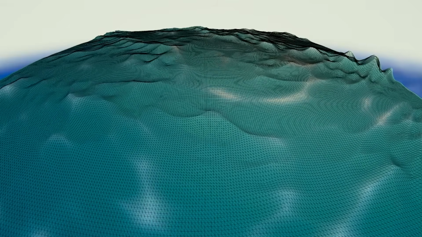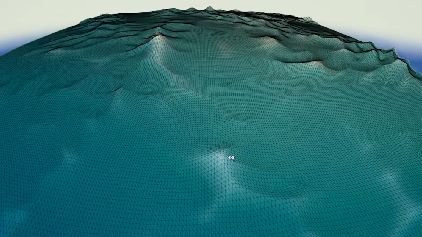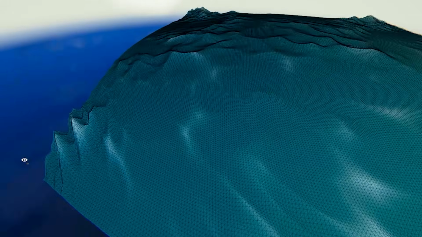Now, I don't know about you, but this is actually starting to come together and look like some real water. Remember what we came from? We came from old, boring plane.